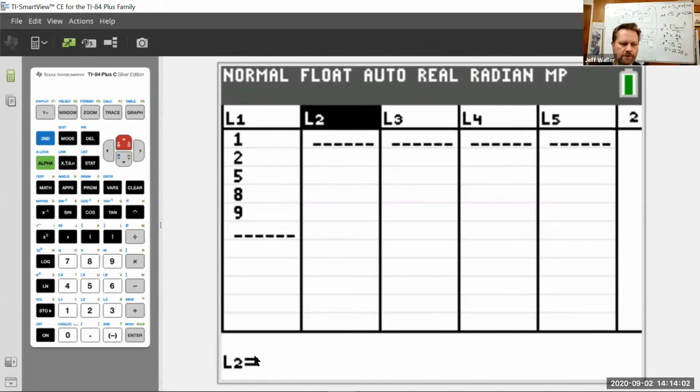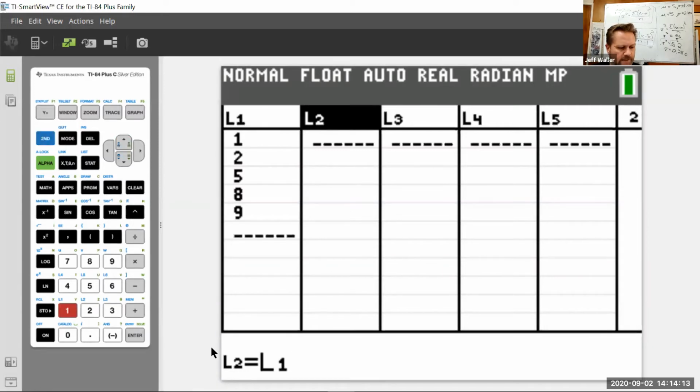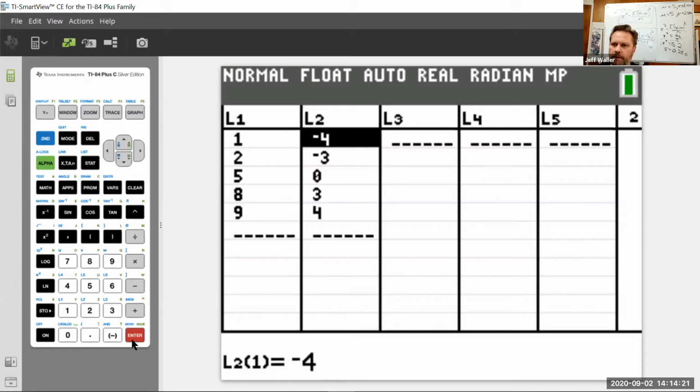I can tell it L2: where are my X values? L1 is the only other place there's anything, so it's got to be L1. I can tell it L1 minus the mean, which is 5. And if I do that, the whole thing gets populated. For 5 data points it's not very useful, but can you imagine if I gave you 32 data points? Wouldn't that be very nice? I like it.